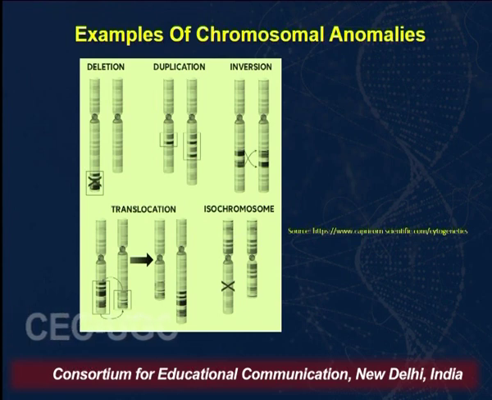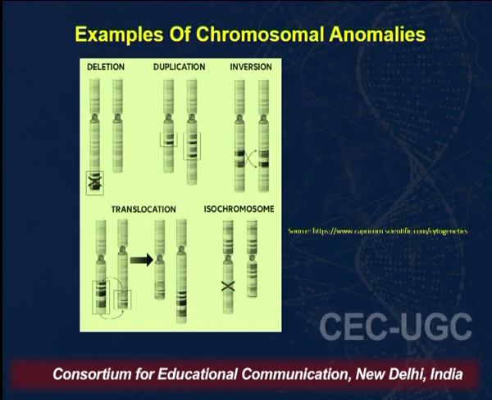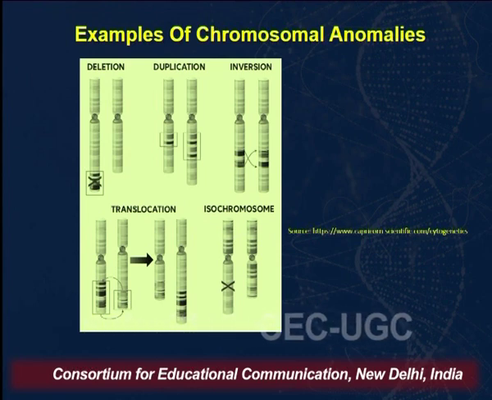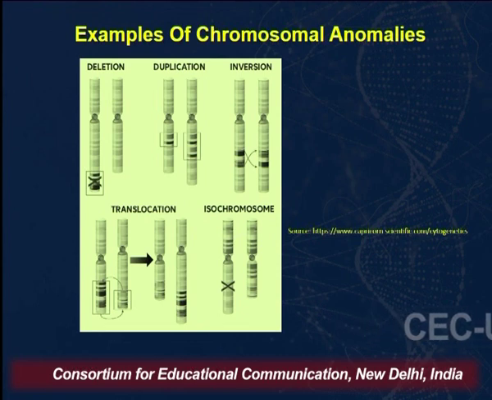Then comes the next one, which is called translocation. A segment of a chromosome moves from one chromosome to the other chromosome. This is called translocation. So, these are the various examples of chromosomal abnormalities which occur.